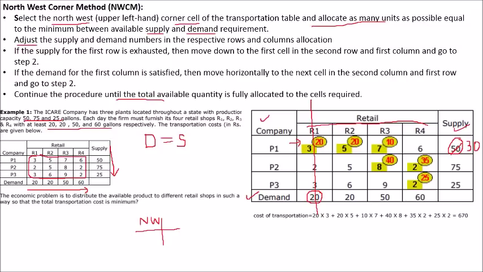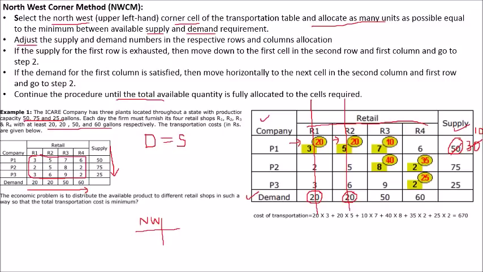Now I come to the northwest cell once again. Out of the remaining cells, this is the northwest cell. Here I have a demand of 20 and a remaining supply of 30, so the maximum I can allocate is 20. I have allocated 20 to this northwest cell. Since the demand is exhausted, I am cancelling this column. Now you have only a supply of 10 remaining in this production unit.